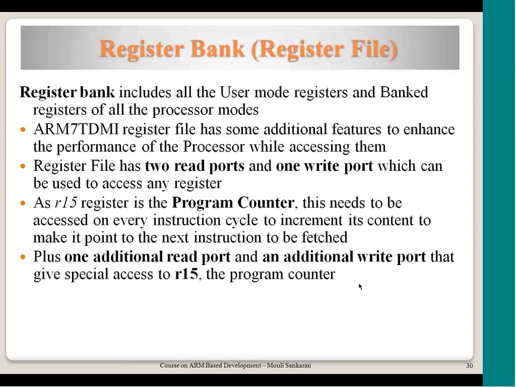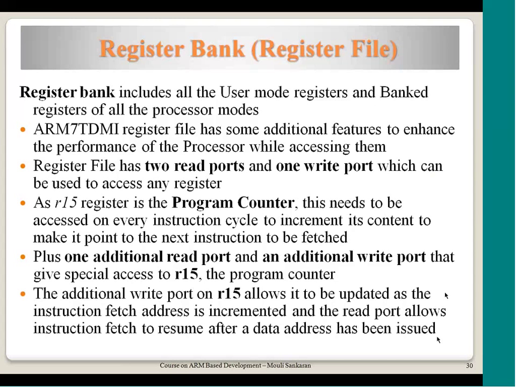Why do we need to access the program counter every cycle? Because with every instruction being executed, the program counter is modified as it has to increment to the next instruction. That means the program counter has to be written with a new address. So we need a separate port for that, so that the instruction can keep modifying R15 without affecting the data accesses from the other registers in the file. So this is what happens. The last bullet shows that you can update R15 without any issue.